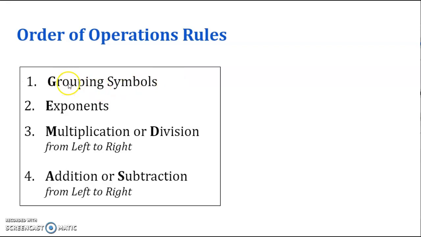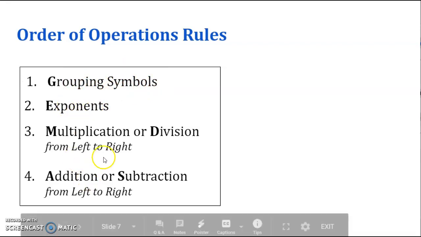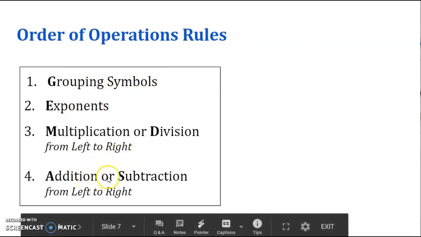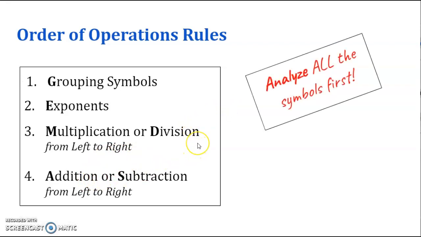Okay, so grouping symbols are the first thing. If you ever see those, that means you need to evaluate that first, followed by exponents, then multiplication, division, and then finally addition and subtraction. That's what it tells us. So before we get into it, let's analyze all the symbols first.